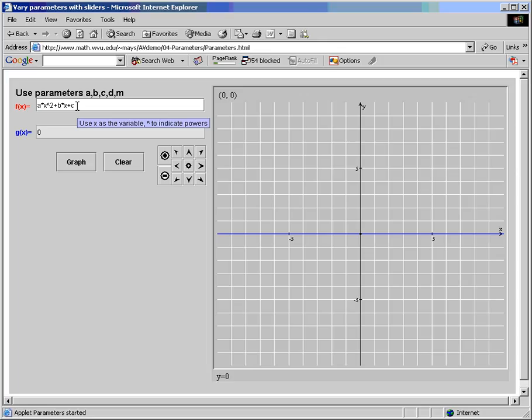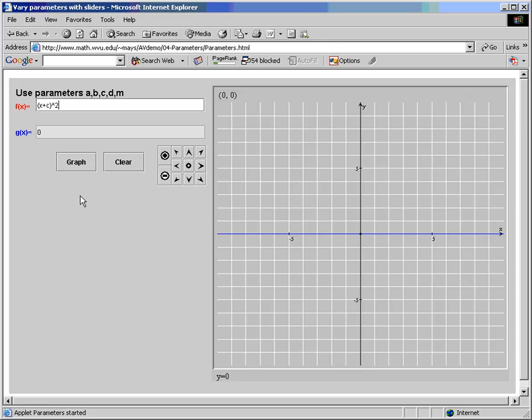So let's enter a particular equation. Let's put in one that would correspond to the horizontal transformation. For example, let's vary x squared. So instead of x squared, the horizontal transformation would be, instead of f of x, f of the quantity x plus c. So for x squared, it would be (x plus c) squared. So let's enter that: (x plus c) squared.